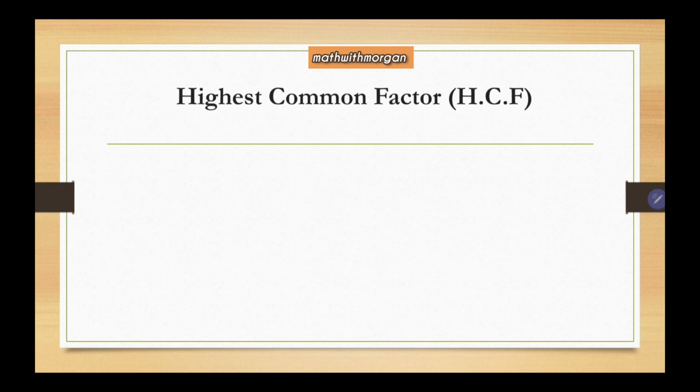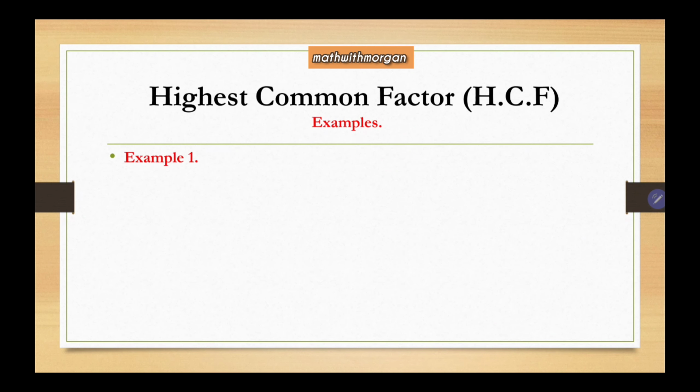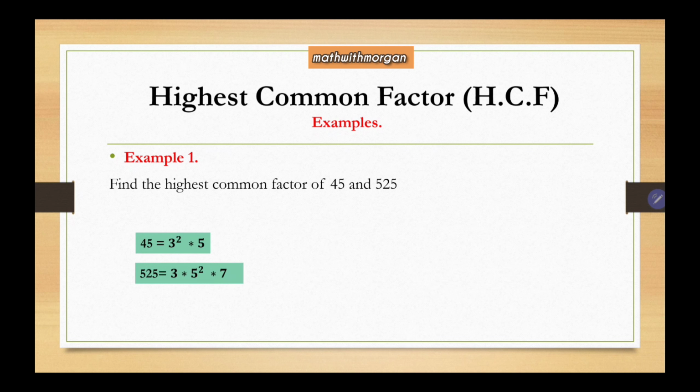Okay, let's take a look at more examples. Find the highest common factor of 45 and 525. In the previous parts of this video, we've already prime factorized 45 and 525. So we're going to write them down. 45 was equal to 3 squared times 5, but then we're going to expand that a little bit so that 45 equals 3 times 3 times 5, and then 525 is 3 times 5 times 5 times 7.